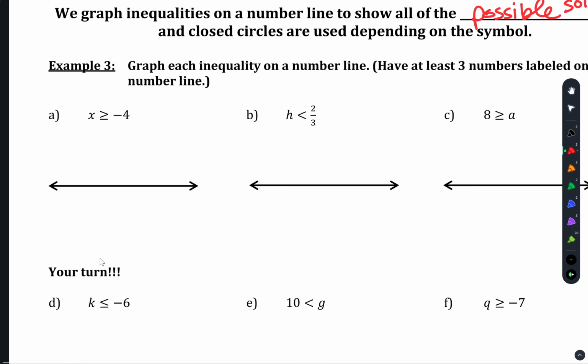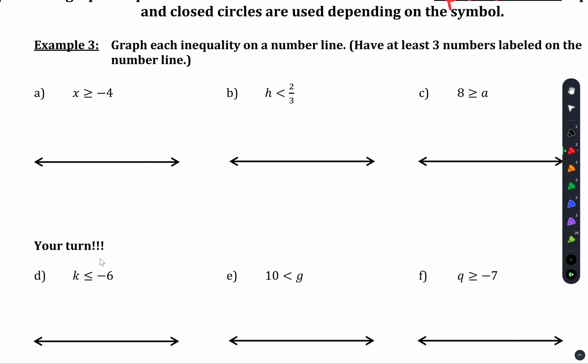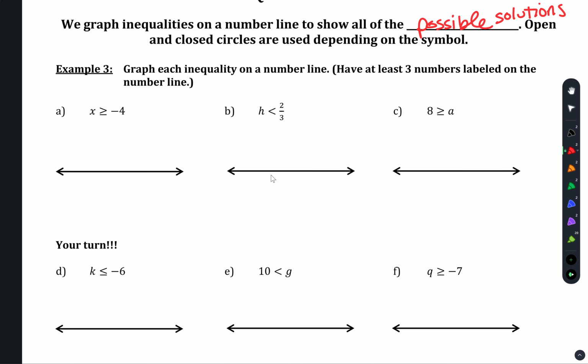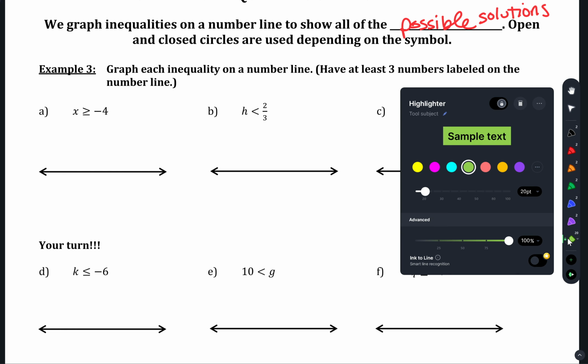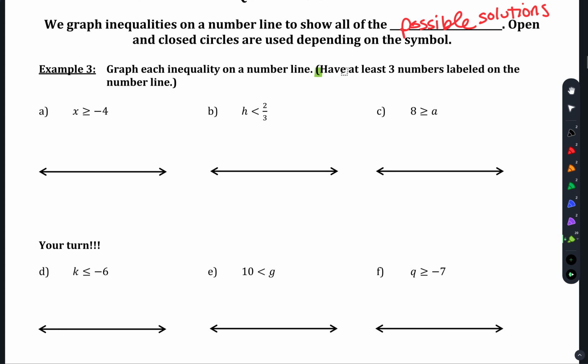So I'm going to take a look here at letter A. X is greater than or equal to -4. I see this statement here in the directions. It says have at least 3 numbers labeled on the number line. That's going to be true throughout this unit. All of our number lines should have at least 3 numbers on them.